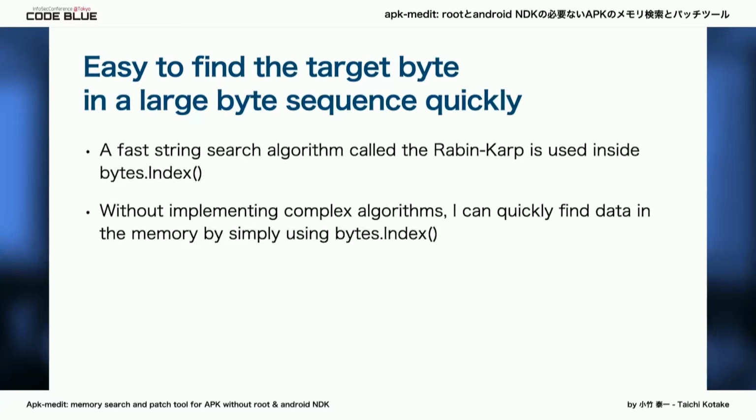Third, easy to find the target byte in large byte sequence quickly. A fast string search algorithm called the Rabin-Karp algorithm is used inside bytes.Index. Without implementing complex algorithms, I can quickly find data in the memory by simply using bytes.Index.